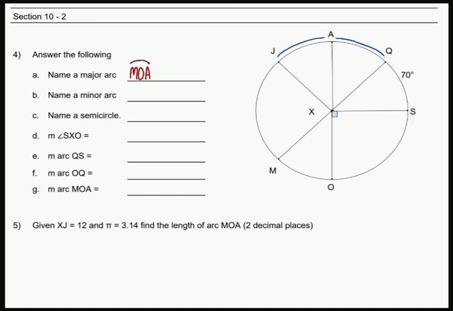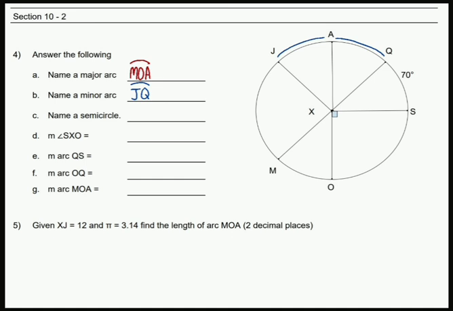For a minor arc, I need something below 180 degrees. To be certain, I'm going to pick something that is less than half a circle. So, using the line MQ again, I'm just going to go over a little bit. Now, I picked QA and AJ. I didn't have to, but my reason for it will come up in just a second.